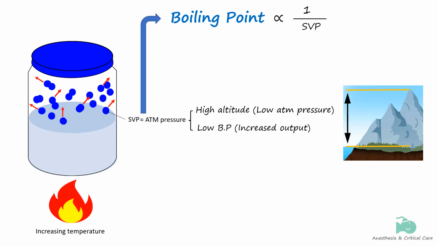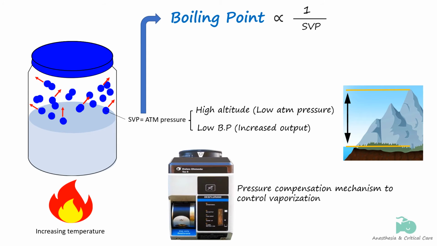So, we can deduce that the most volatile of the agents are those with the highest SVPs at room temperature. At any given temperature, these agents also have the lowest boiling points. You can check the table given in the earlier slide. For example, Desflurane boils at 22.9 degrees at an ambient pressure of 760 millimeters of mercury. This means it easily turns into vapor at room temperature, making it challenging to control its concentration during anesthesia.